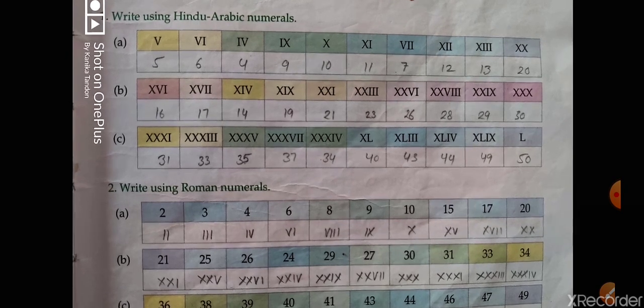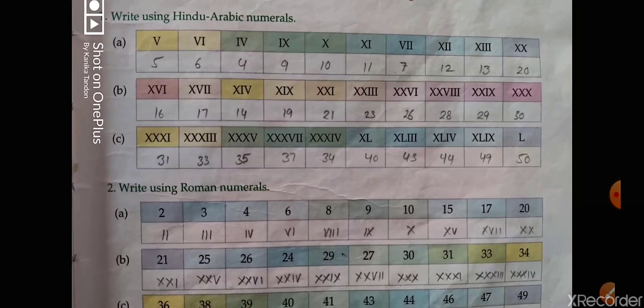So coming to B part, XVI, that is 16. X is 10 and V plus I is 7, so it is 17. XIV is 14, XIX is 19. Double XI is 21 because X is 10, another X is 10, so 10 plus 10 is 20, and I is 1, so 20 plus 1 is equal to 21. This is how you are going to do this exercise, and I hope that the remaining ones you will do yourself.